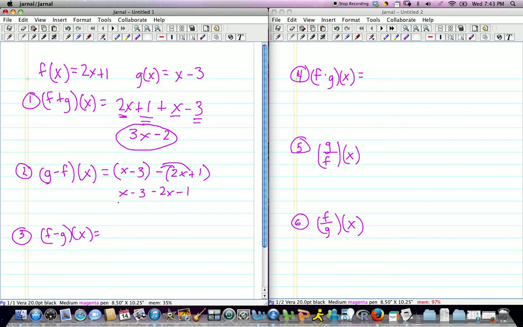Now I combine like terms again. So I have x and I have negative 2x. That gives me negative 1x. And then minus 3 and minus 1 gives me minus 4. So my final answer is negative x minus 4.